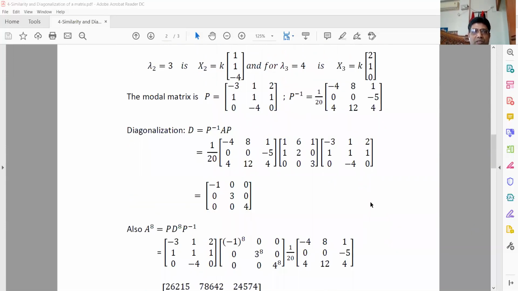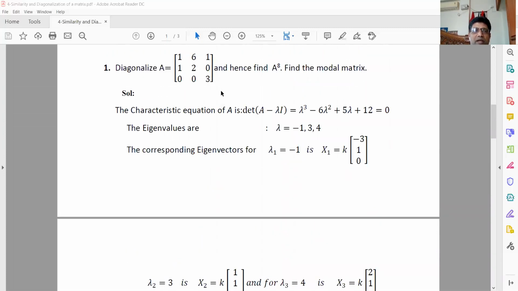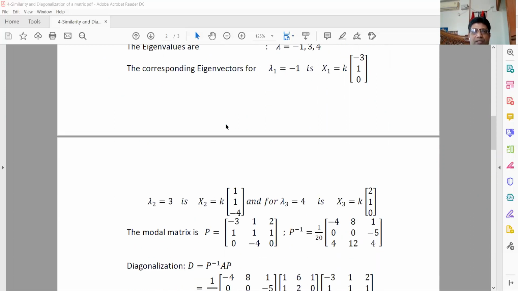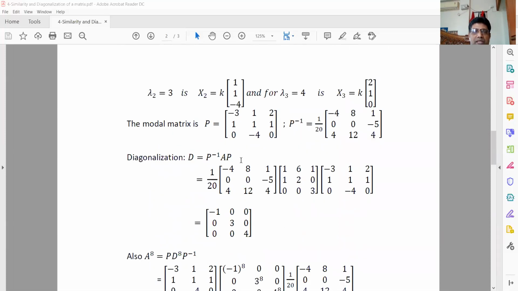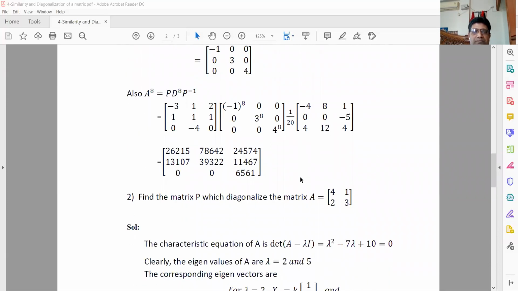So this is the procedure of diagonalizing the given matrix, which is very simple. What you have to do is write the characteristic equation first, evaluate the eigenvalues, next evaluate the corresponding eigenvectors, next construct the modal matrix, which comprises the eigenvectors. Then calculate P inverse, then use the formula P inverse AP for diagonalization. If you want powers, you can use this formula.